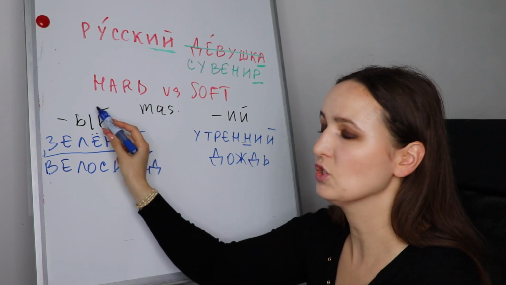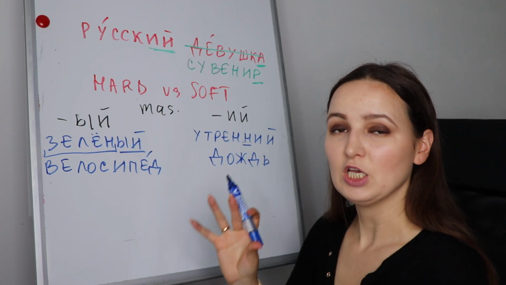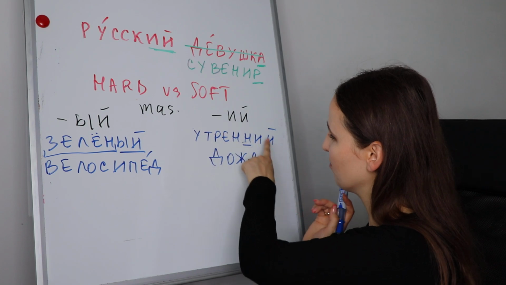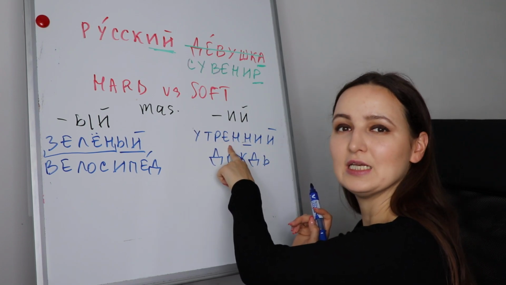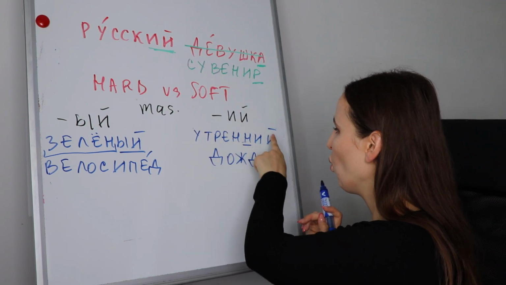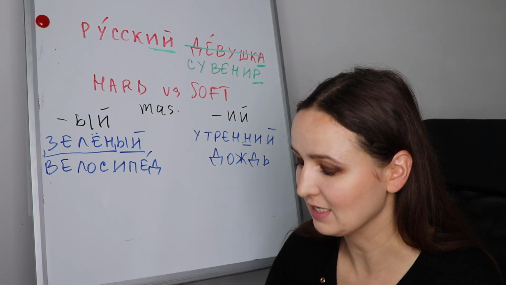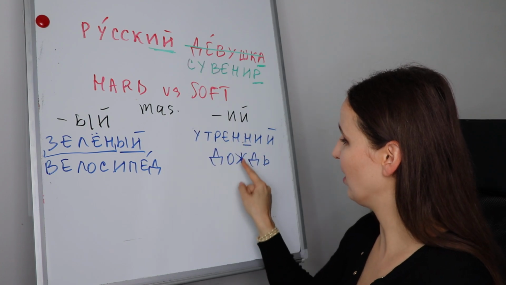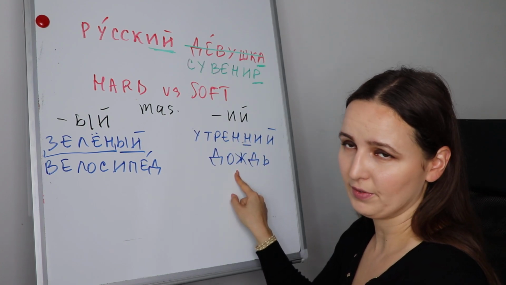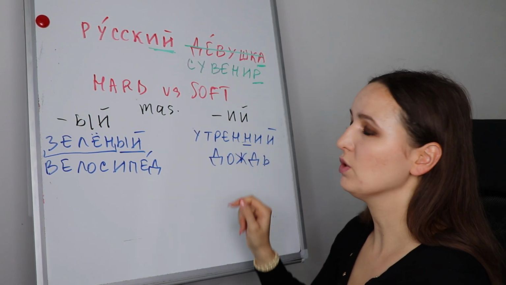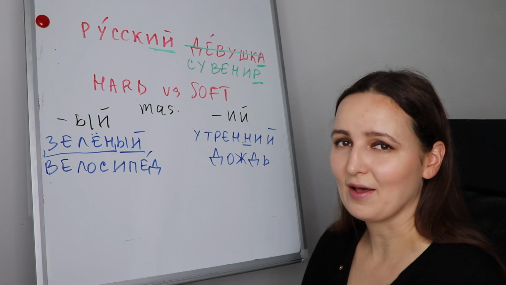Here N is hard, so we will use the ending ый. If you can't hear the difference, just memorize that утренний is a soft adjective. Утренний, morning rain, and we will use the ending ий in masculine when it's followed by a masculine noun. By feminine it will be утренняя.